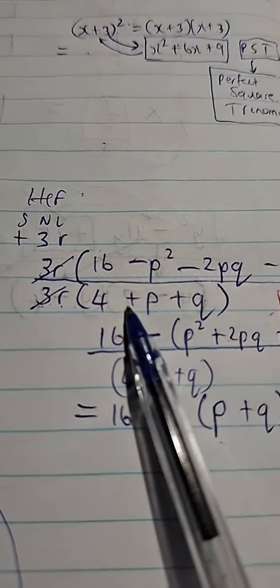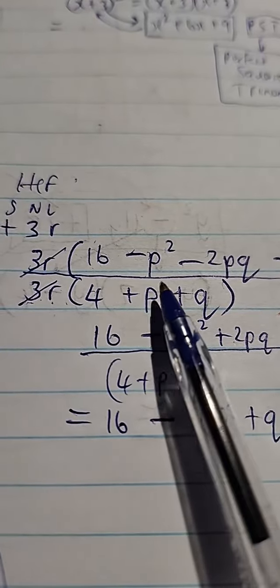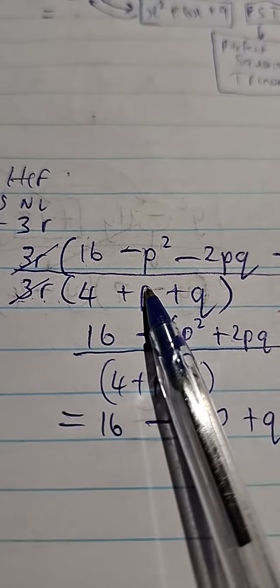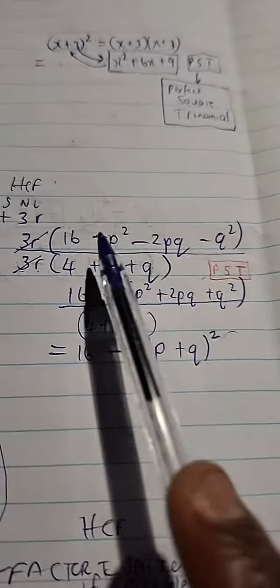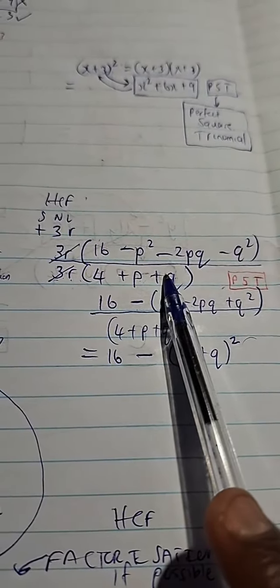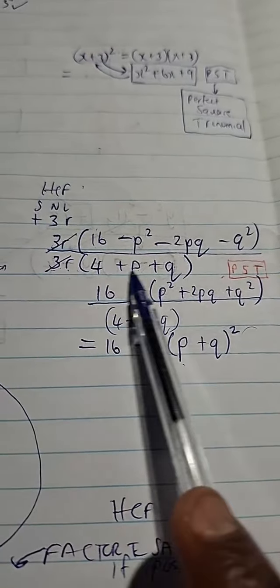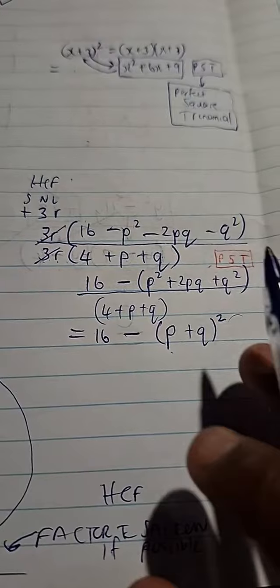Please look at the denominator, guys. What do you see in the denominator? You see 4 plus p plus q. This 4 plus p plus q, we need to then somehow do something in the numerator so that this 4 plus p plus q can also be attended to as far as cancellation is concerned.